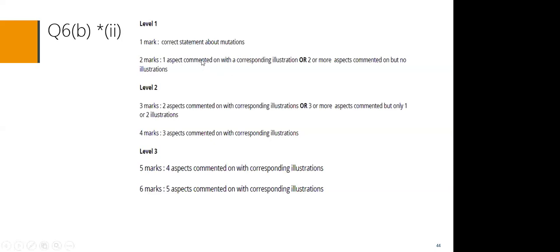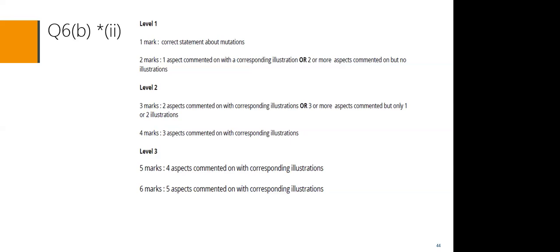And then this is how it is marked into levels. So a correct statement about mutations will get them 1 mark. If they comment on one aspect with 1 illustration, or 2 aspects commented on but no illustrations, they will get all of level 1, so that gives them 2 marks. To move on to level 2, they need the aspects commented on with corresponding illustrations.